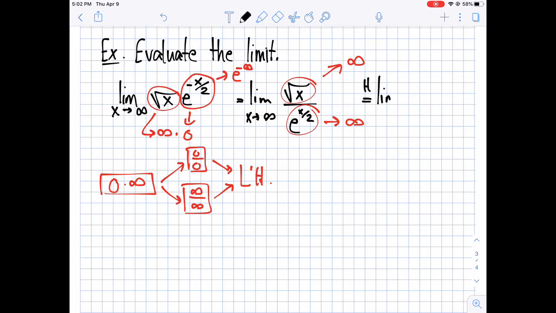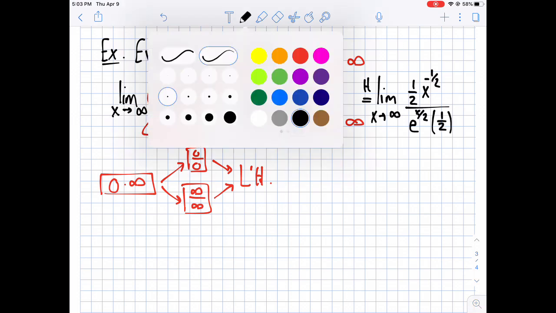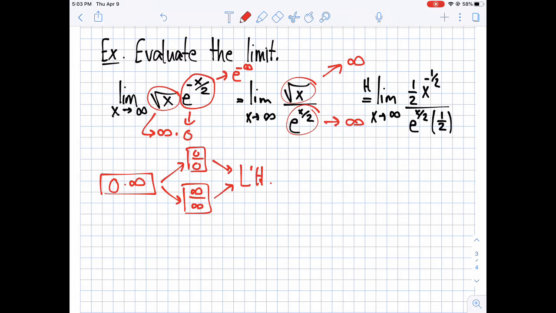We can do the derivatives separately. This in the numerator is just x to the 1/2. So when we do the derivative, we get 1/2 x to the minus 1/2 divided by the derivative of e to the x over 2, which is going to be e to the x over 2 times the derivative of x over 2, which is just going to be 1/2. Now let's clean this up a bit. So after you do L'Hopital's rule, don't try to do direct substitution again. Always just try to simplify it, then try to do your direct substitution afterwards and see what you get. So now we got rid of the 1/2.